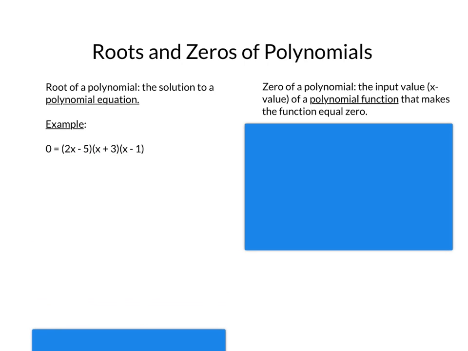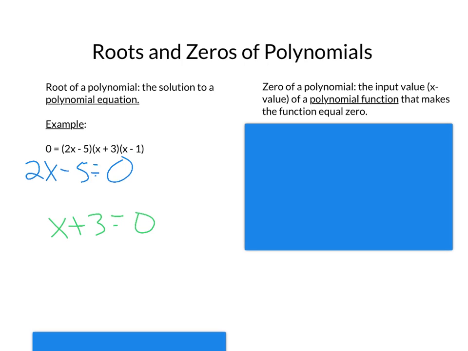Now let's try looking at some examples. In this example here, I know I'm finding roots and not zeros because I have an equation set equal to 0. It's not in function notation. Since my equation is set equal to 0, I can apply the zero product property where I set each factor equal to 0. So I'd write 2x minus 5 equals 0, x plus 3 equals 0, and x minus 1 equals 0. And then I would solve all three equations to find my roots.